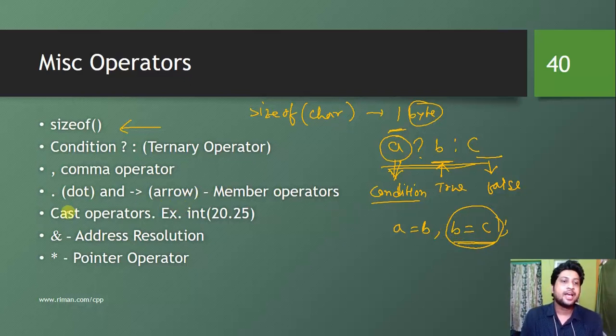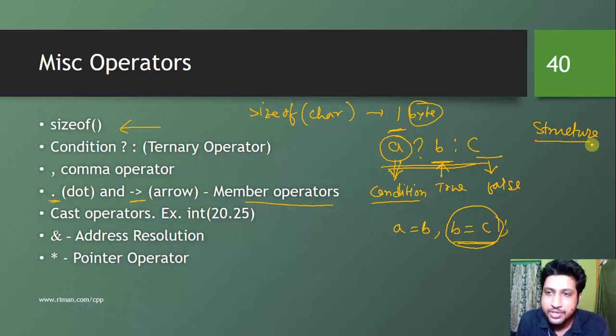Then we have the dot operator and the arrow operator. They are the member access operators. You might have used them in structures and unions, to access the members of an object or of a structure. The dot is used when we create an object of a structure, and the arrow is used when we create a pointer to a structure.